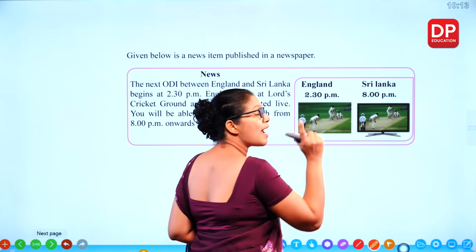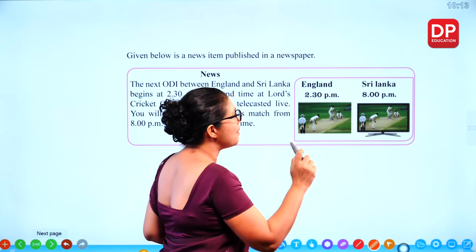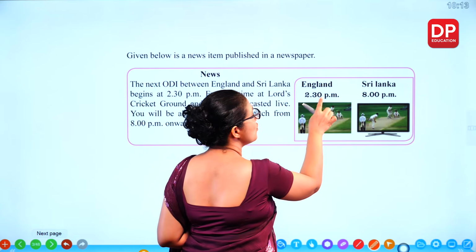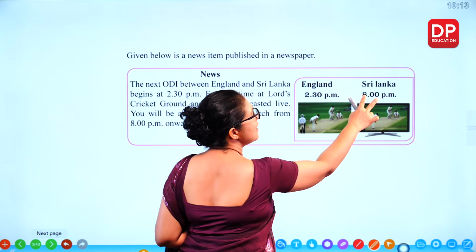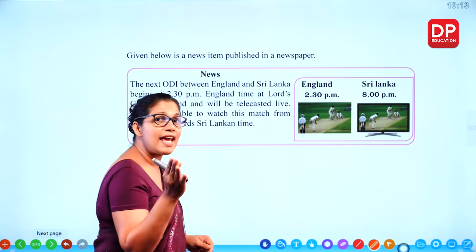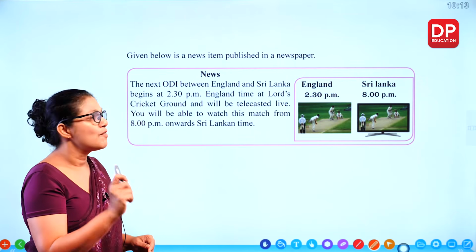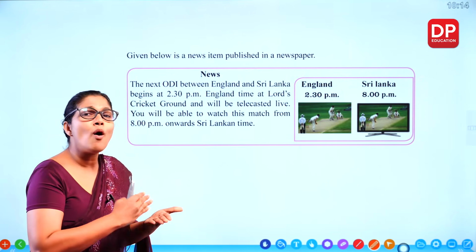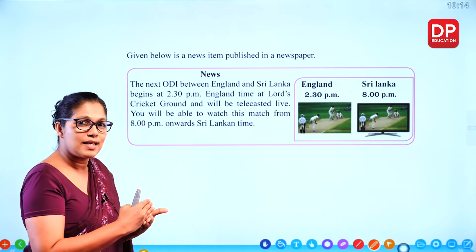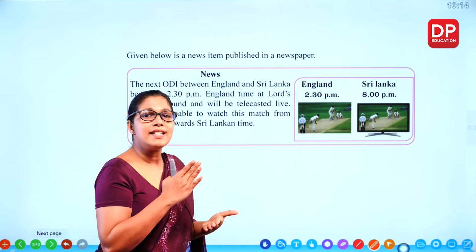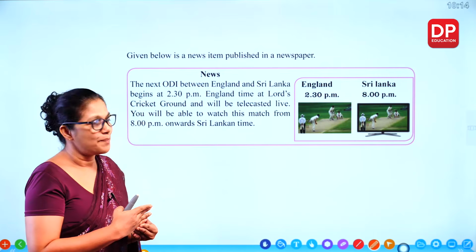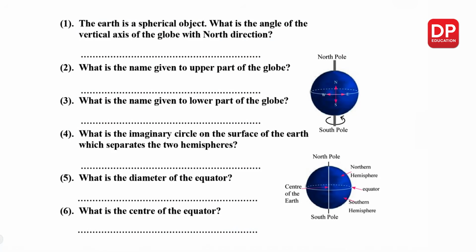But Sri Lankan time is different. Sri Lankan time, that's 8 p.m. So this is 2:30 becomes 8. So when you take time in different countries, you get different values. So we'll see how we calculate those times and what is the standard way of giving the time. So I'll go through all concepts and basics using questions.